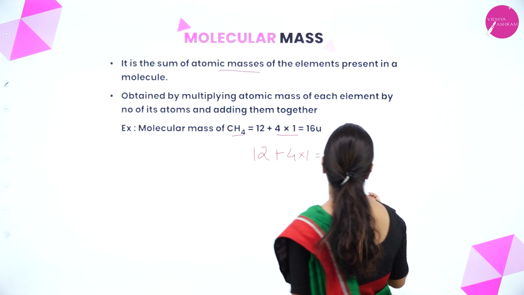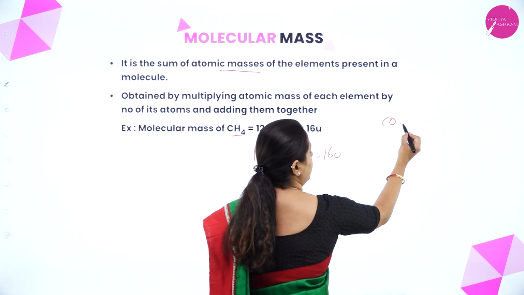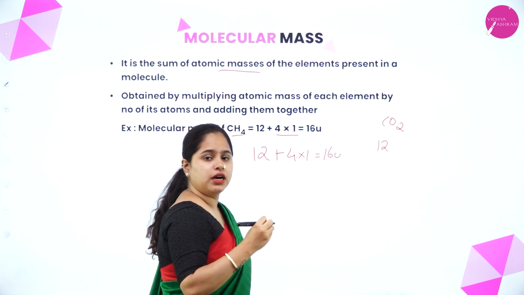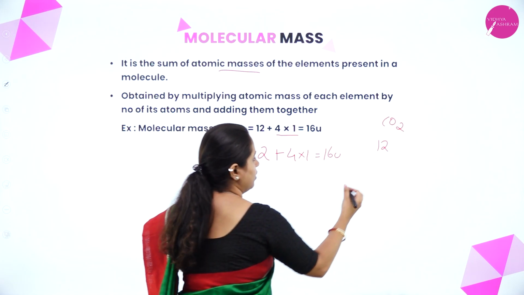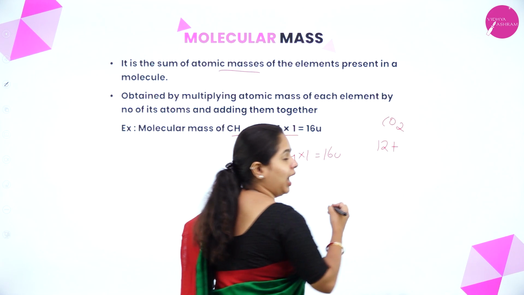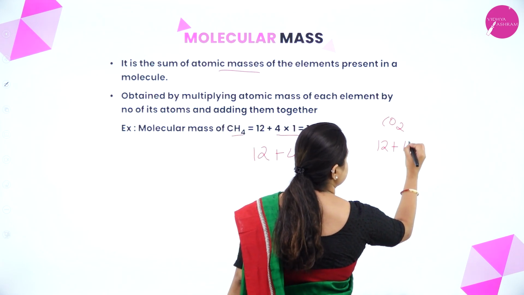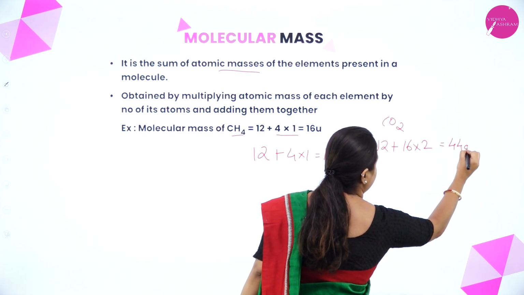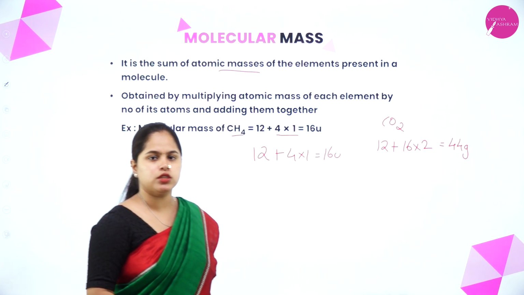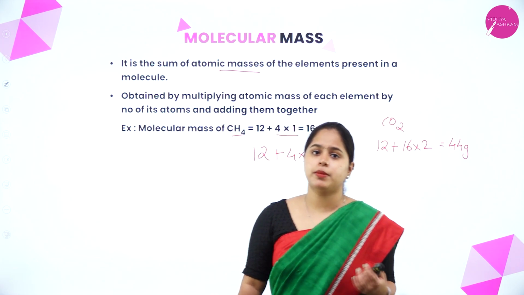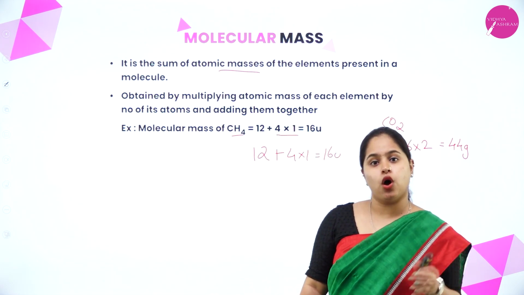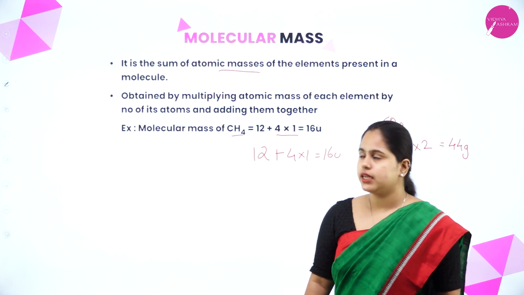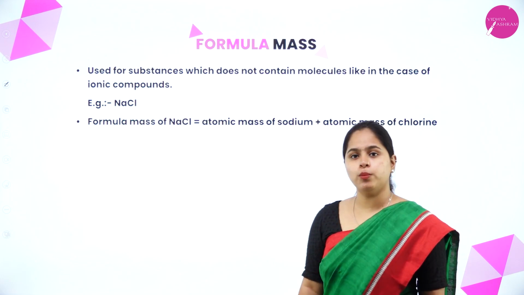Now let's take one more example, carbon dioxide. What is the atomic mass of carbon? It is 12, plus 2 atoms of oxygen, that means 16 into 2, which will give you 44 u. So this is a simple concept of how to calculate molecular mass. It is the sum of atomic masses of the atoms or elements present in a molecule. Clear?